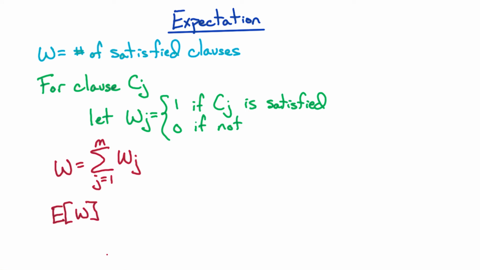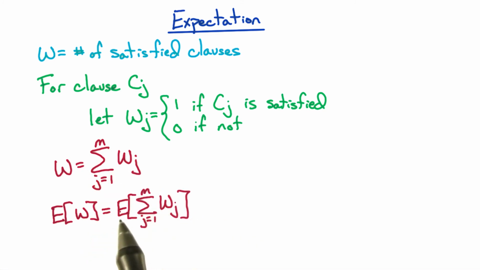Now recall our original goal was to analyze the expected performance of the algorithm, so we want to look at the expectation of capital W, the expected number of satisfied clauses. Now we can plug in this identity, so we can replace capital W by this sum. So we have the expectation of the sum over j of W sub j, and now recall linearity of expectation. So we can take this sum outside.